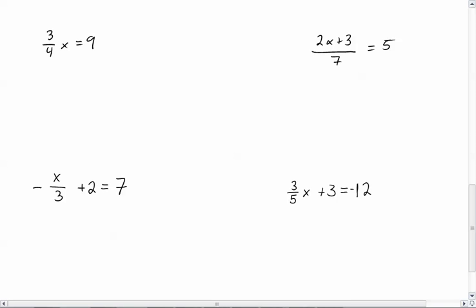All right, now one of the things that students have a hard time with is fractions. And so as you can see, all of the questions on this page have fractions in them. And I'm going to teach you how to deal with them and how to work with them as you're trying to solve equations.